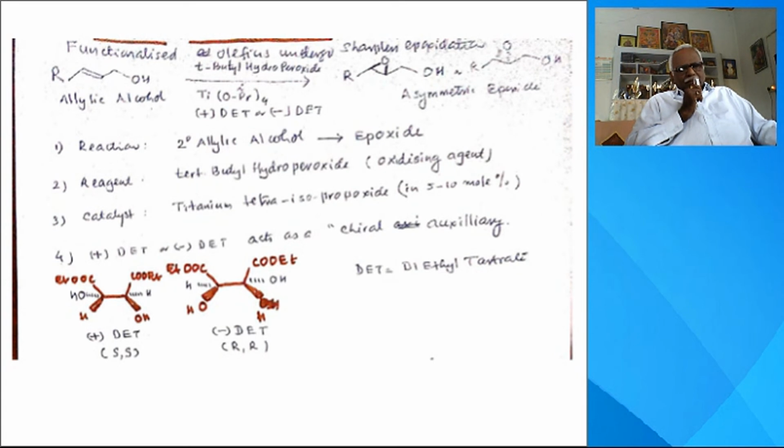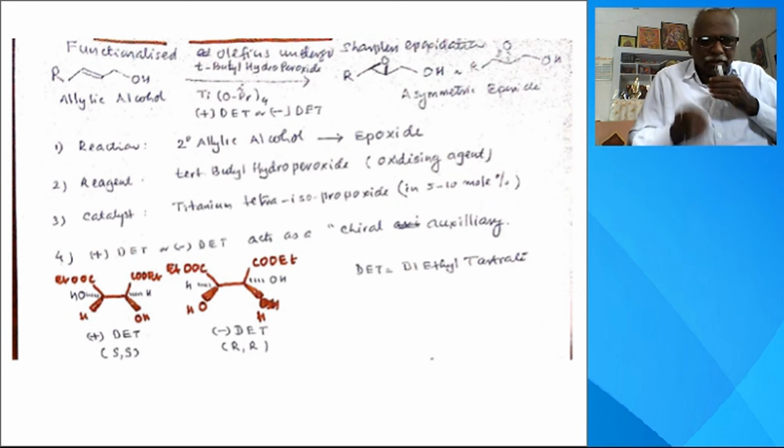The reagent is tertiary butyl hydroperoxide, which acts as the oxidizing agent. The catalyst is titanium tetraisopropoxide, which will be taken in small amounts. Here, plus diethyl tartrate or minus diethyl tartrate are used as the chiral auxiliaries.